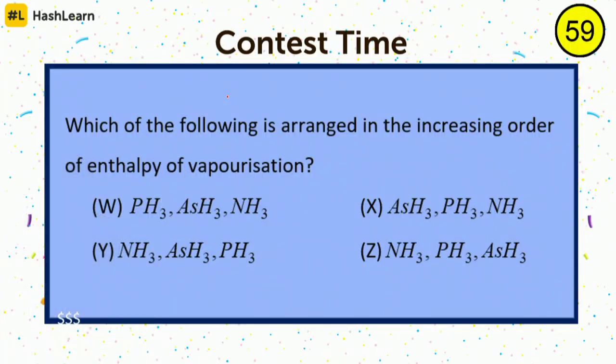Here we go. Which of the following is arranged in the increasing order of enthalpy of vaporization? I've given you a little idea about enthalpy of vaporization. That was the first question for today. So we have phosphine, arsine, ammonia. Then arsine, phosphine, ammonia. So we have mixed and matched, and you have to tell us in the increasing order of enthalpy of vaporization, which one is it going to be? Go for it.